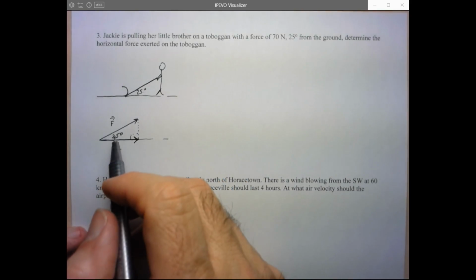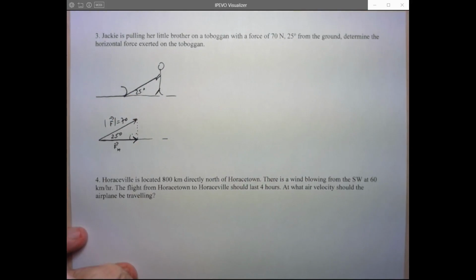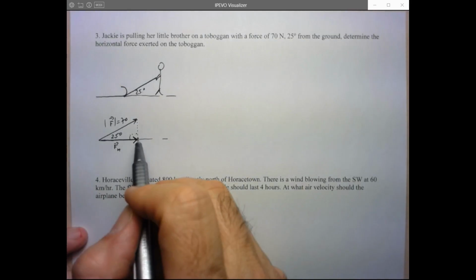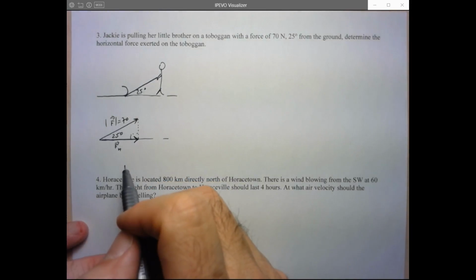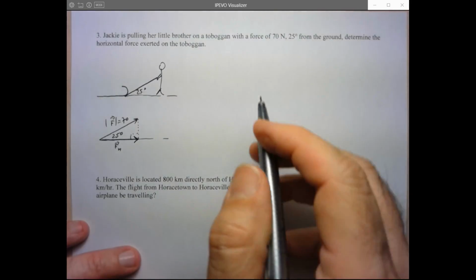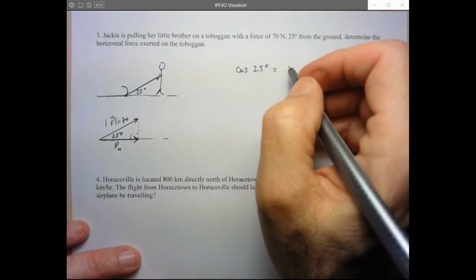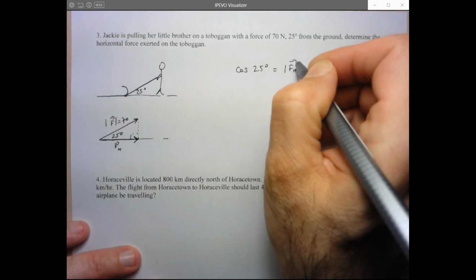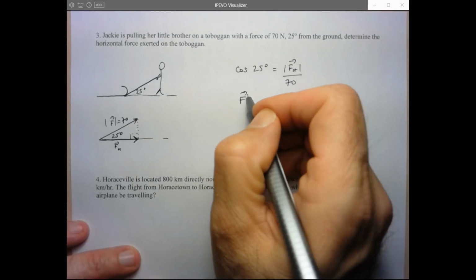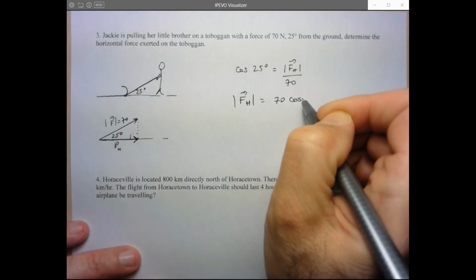Now, what we do have is the magnitude of the force that's being applied. We know that that's 70 newtons, and so this ends up being the hypotenuse of this triangle. So what we're looking for is the adjacent side, hence we're going to be using cosine. If we want to determine this here, we have cosine of 25 degrees is equal to the adjacent side, the magnitude of this horizontal force that we're looking for, over the hypotenuse, which is just going to be 70. So that means this horizontal force is equal to 70 times cos 25.